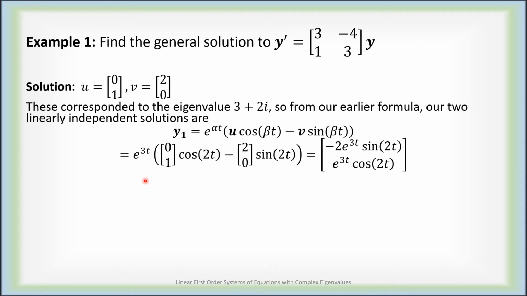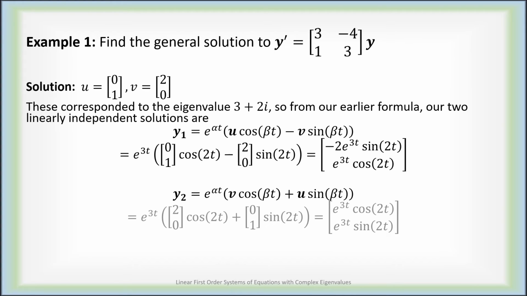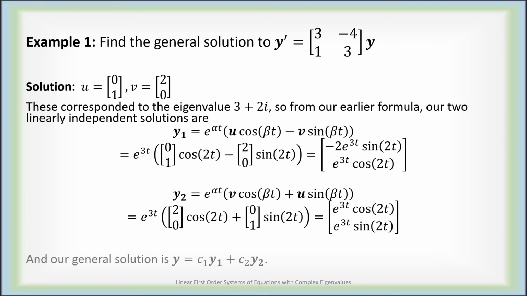So I stick that in there, I fill all that in, and I collect it as a nice simplified column here. y2 is e to the alpha t times v cosine beta t plus u sine beta t, which collects into a nice column there. And our general solution is now just c1 y1 plus c2 y2, where y1 and y2 are these columns right there. So not so bad.